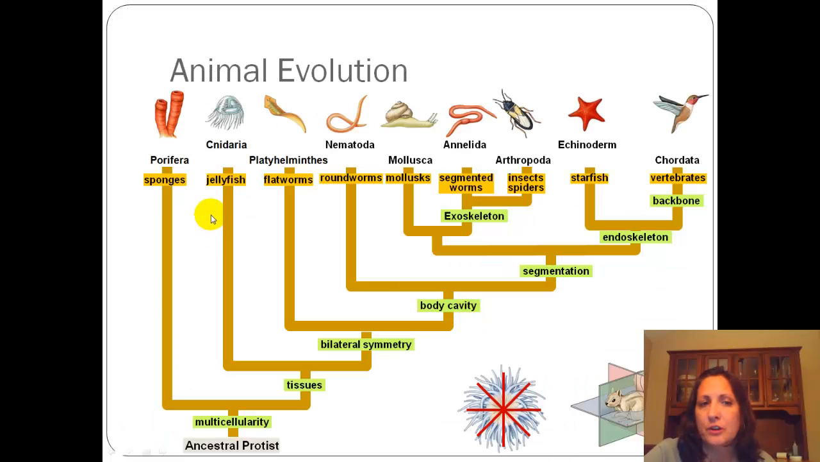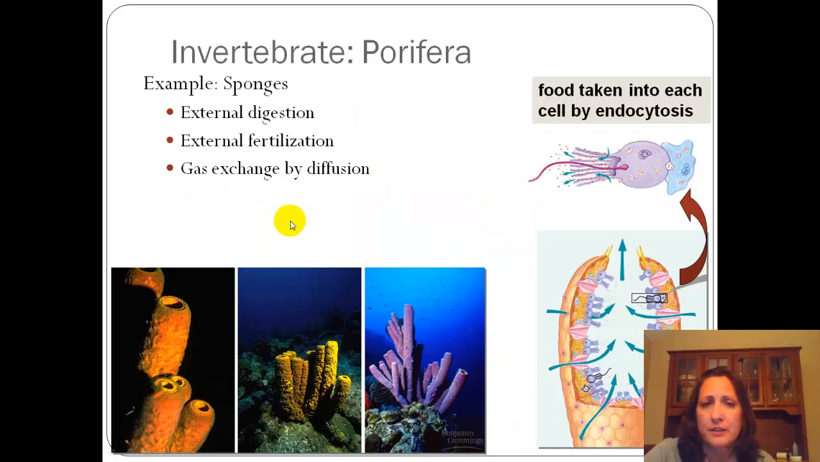So we're going to start with the Porifera, or the sponges. They're called Porifera because Porifera means pore bearing, or they have lots of little pores or holes in their body. They're very simplistic. They have no tissues. They have specialized cells that do specific jobs, but they don't work together to form a tissue. So we're not going to see any organ systems in these organisms. We're not going to see a digestive system.